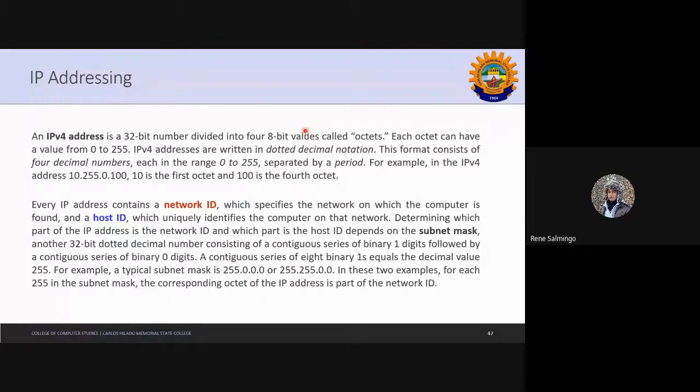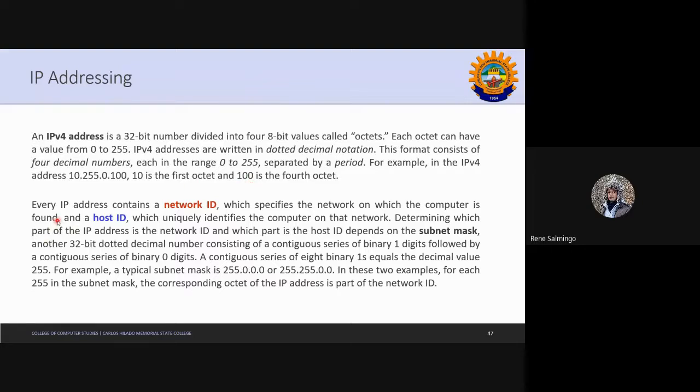This format consists of four decimal numbers, each ranging from 0 to 255, and separated by a period. For example, we have 10.255.0.100. So what is your first octet? Your first octet is on this side. Your second octet would be this one. Your third will be 0. And your fourth octet would be 100.